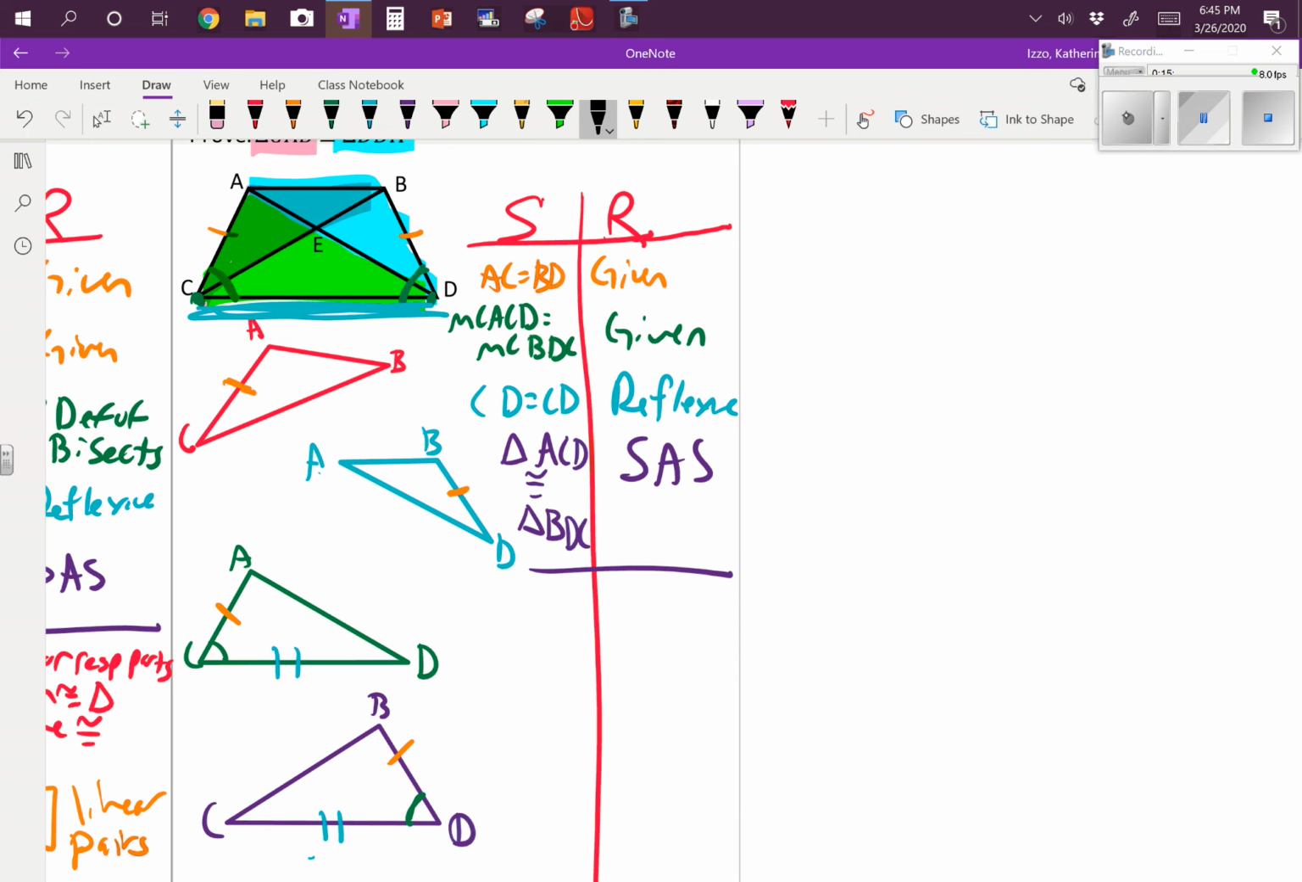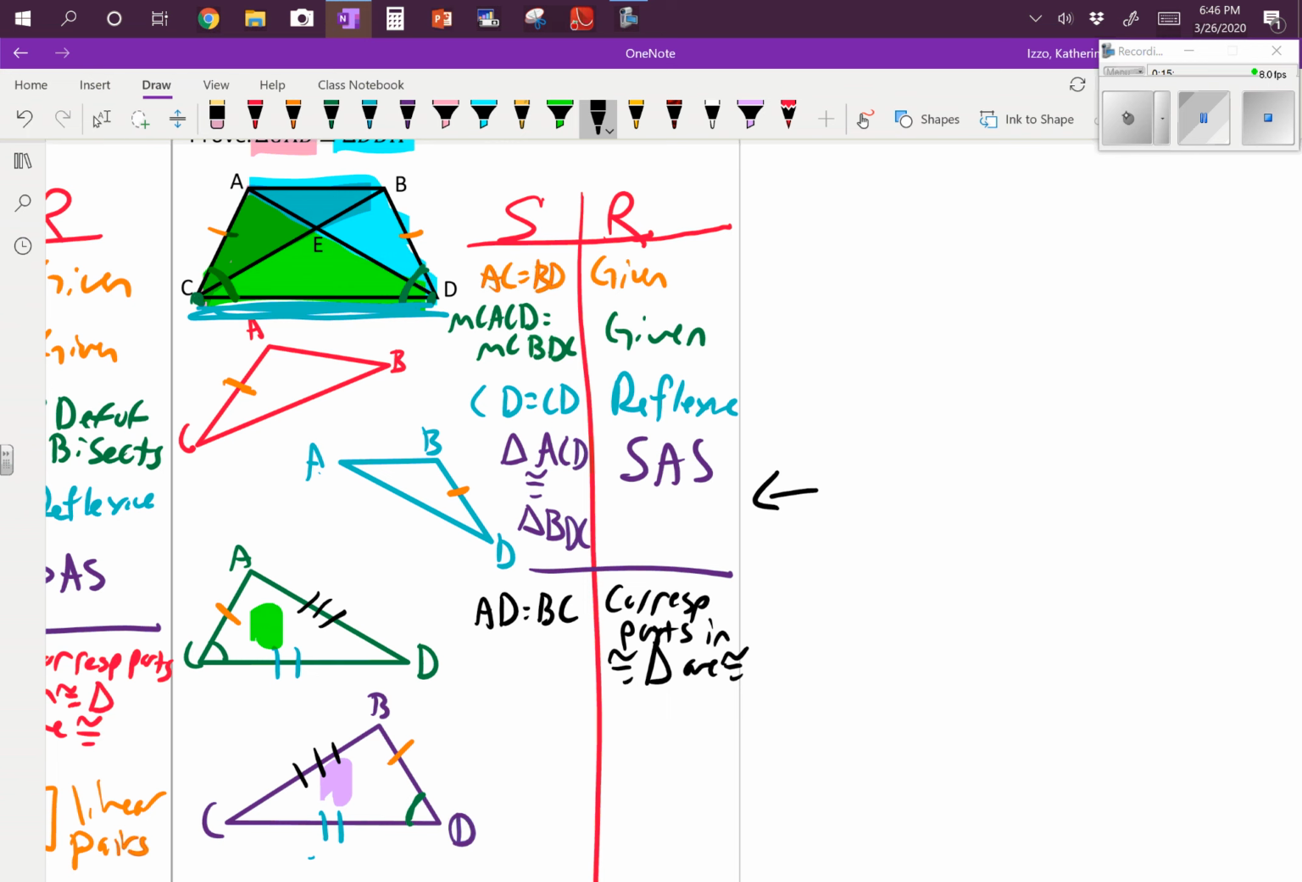So if I work down here at my green triangle and my purple triangle, I can say that AD is the same as BC. And I can say that because we've proven the pink triangle and the purple triangle congruent. So I can say AD equals BC because corresponding parts in congruent triangles are congruent.